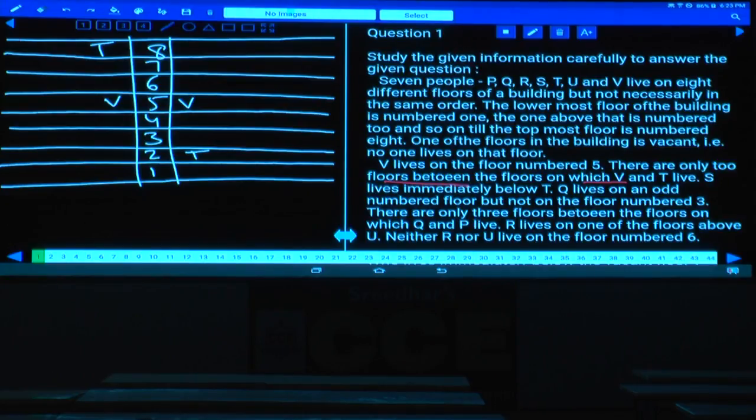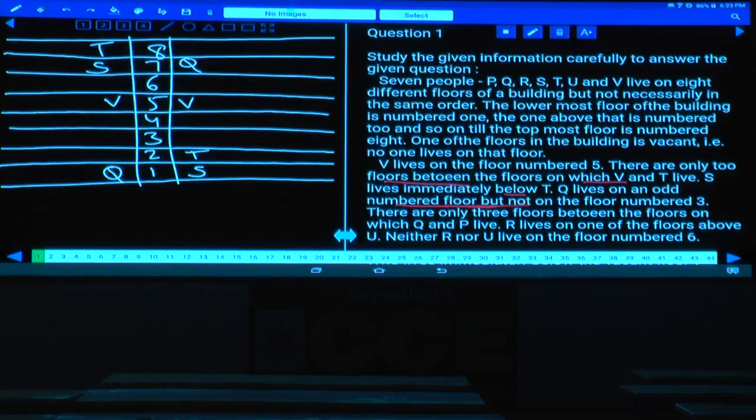And S lives immediately below T. Next one, Q lives on an odd number floor but not on floor number 3. Hence Q must be on the 7th floor in case 1, and in case 2, Q must be on the 1st floor.